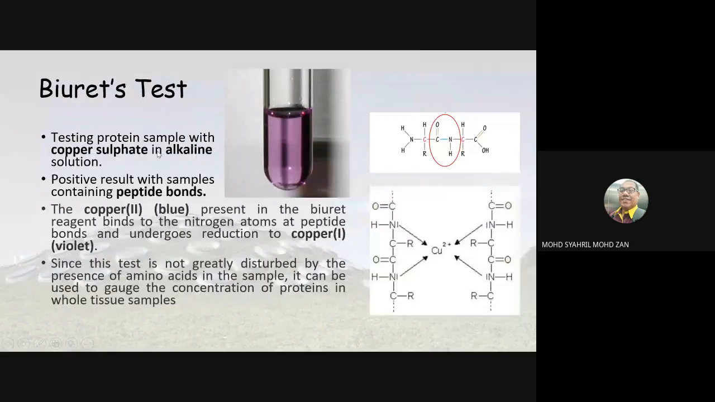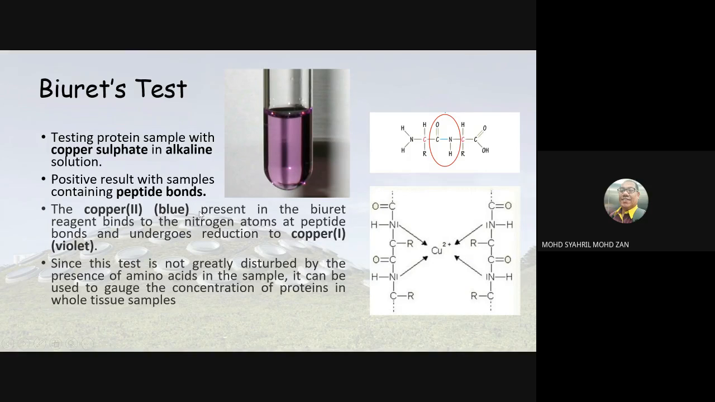So Biuret test, we are testing a protein sample with copper sulfate in alkaline solution. Okay. A positive result means the sample contains peptide bonds. So let's say kita ada example of one polymer. Okay. So apa yang berlaku dekat sini? Kita ada copper sulfate. So copper sulfate akan bergabung dengan ikatan yang ada pada 2 protein tersebut. Dua polypeptide tersebut. So apa yang berlaku? Dia akan pergi react kepada peptide bond.